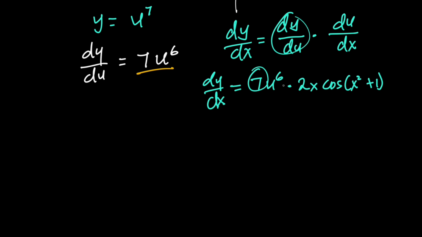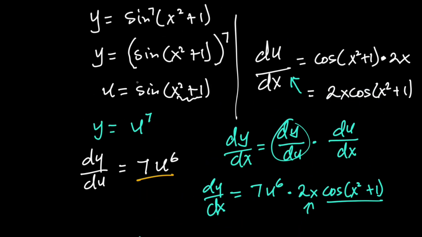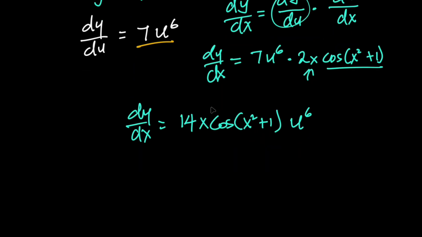Again, we can just take this and multiply by this, so 7 times 2 gives us 14. So dy/dx is equal to 14, then there is this x right here, so I put it down. Then I'll write cos(x squared plus 1) first, followed by u to the 6th power. However, we allowed sine(x squared plus 1) to be equal to u, so we have to go back and replace the u with that.